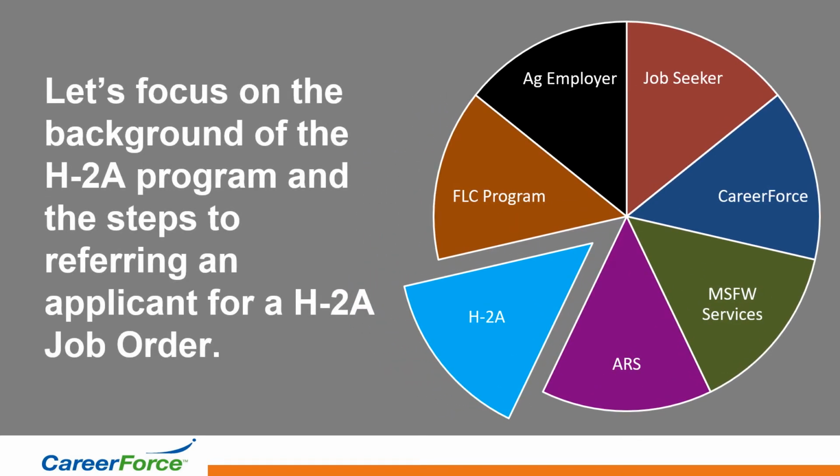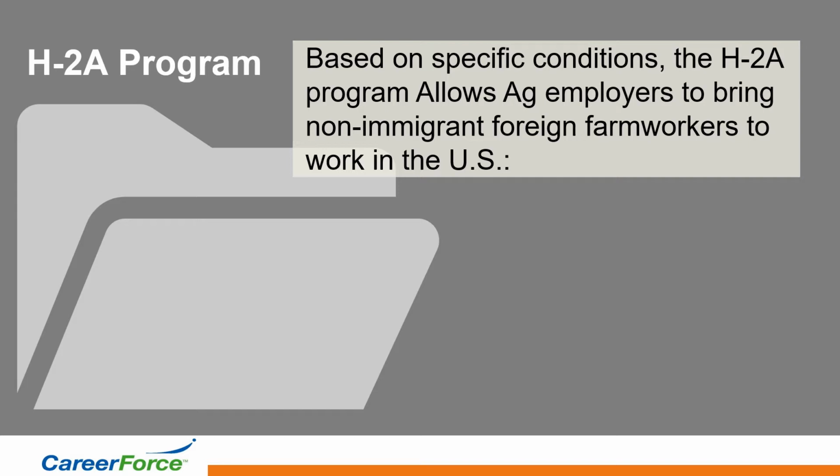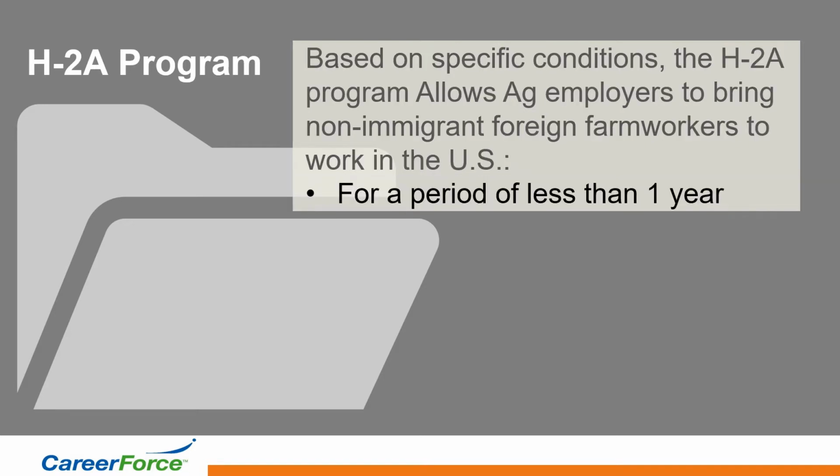Let's focus on the background of the H-2A program and the steps to referring an applicant to an H-2A job in order. We'll start with the H-2A program. Based on specific conditions, the H-2A program allows ag employers to bring non-immigrant foreign farm workers to work in the U.S. for a period of less than 1 year.